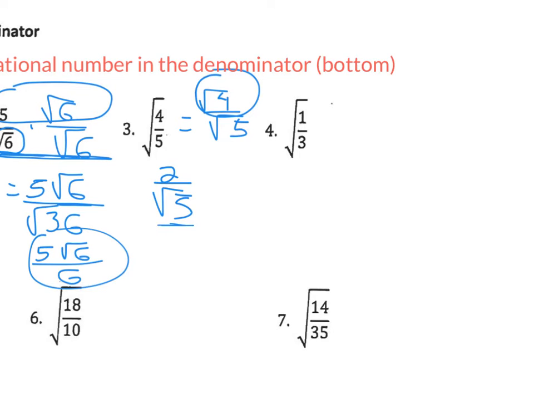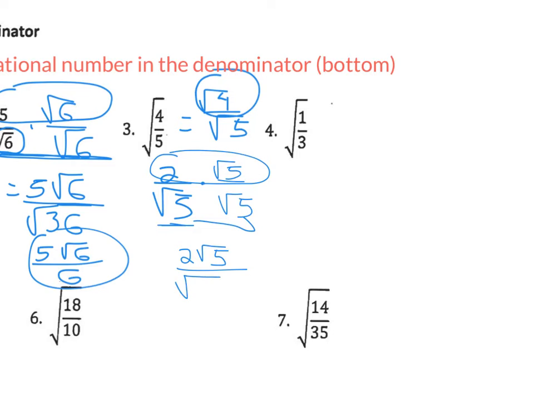So I want to get rid of that square root in the bottom and move it to the top. I'm going to multiply the top and bottom by root 5 over root 5. When I multiply this, I can't multiply the 2 and the 5 because 2 is not in the square root and 5 is. So that's just 2 root 5. And then square root of 5 times square root of 5 is square root of 25, and square root of 25 is 5.